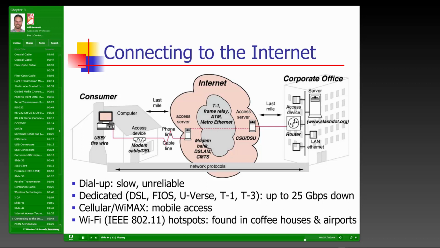Cellular is also a possibility with little dongles that they plug into the USB ports. WiMAX, which is microwave technology, is also another possibility. And then, of course, Wi-Fi, the IEEE 802.11 specification. You'll find that a lot of cities now have set up hotspots in their downtown malls, and many coffee shops like Starbucks will have Wi-Fi in them, so you can be sitting there having a cup of coffee and accessing the internet, and airports as well.